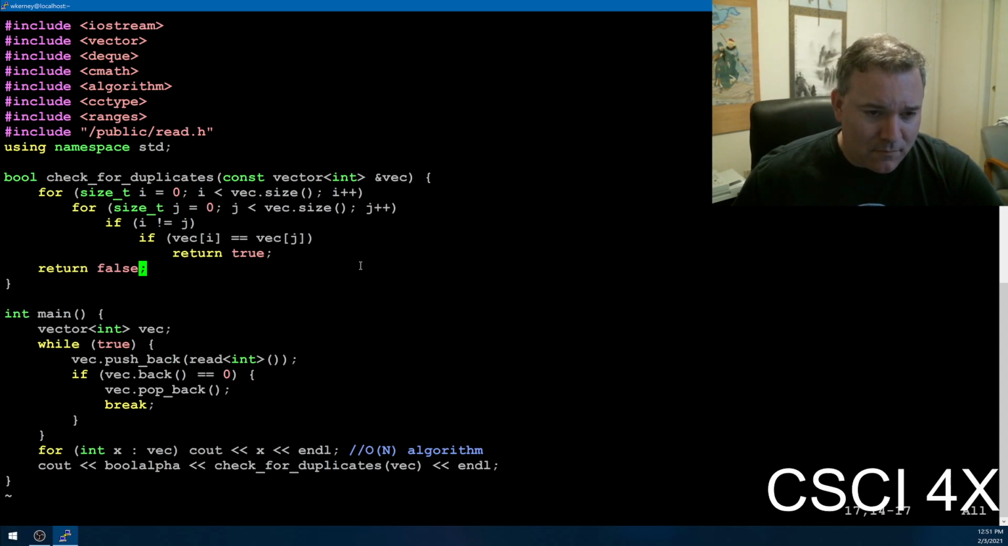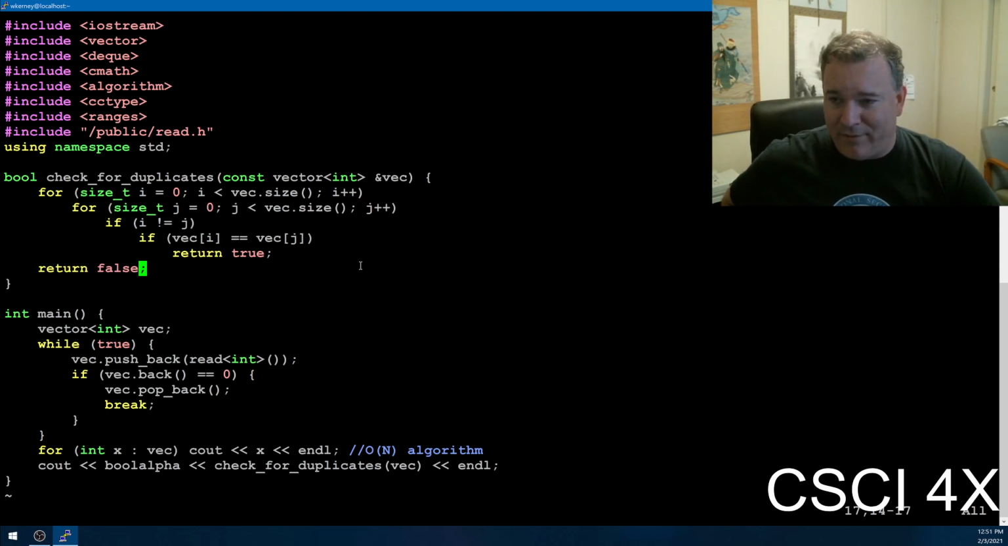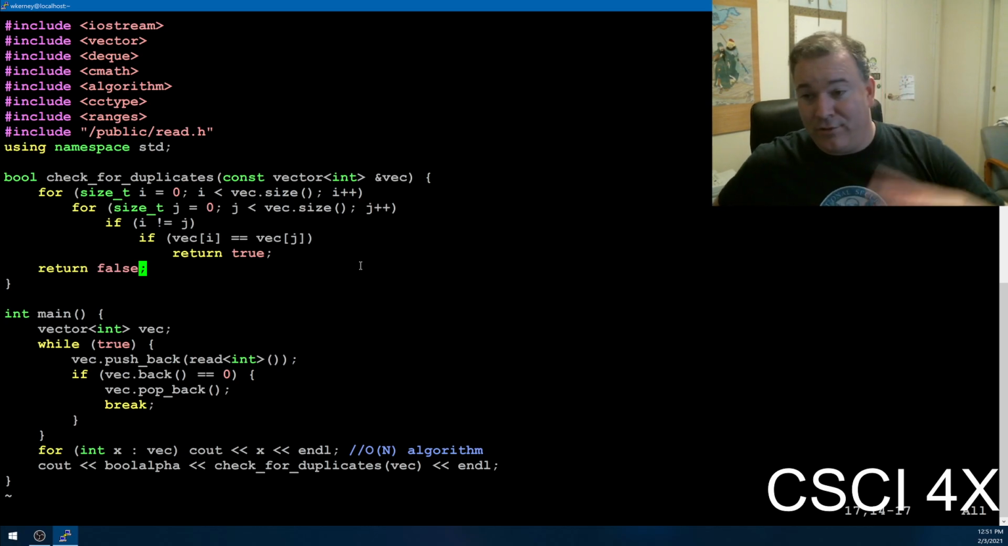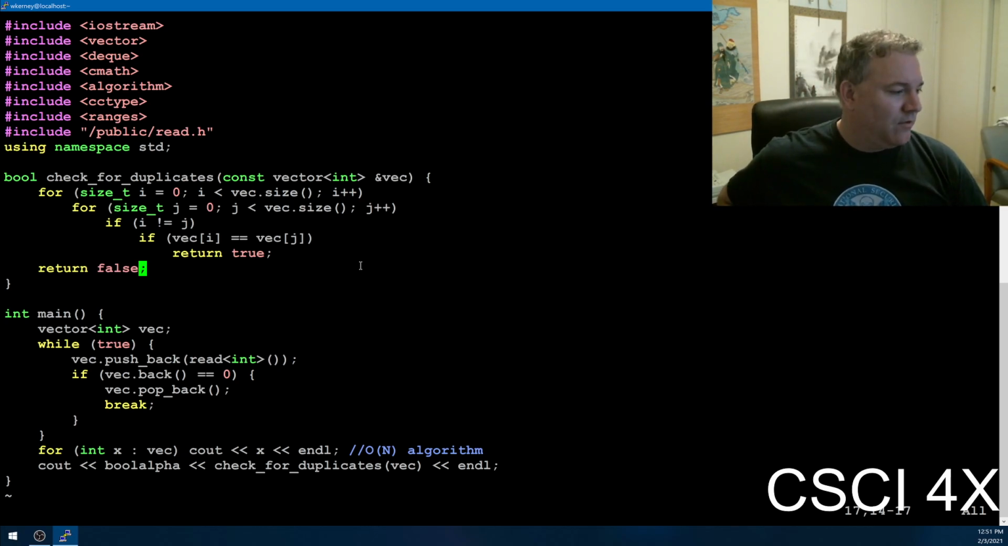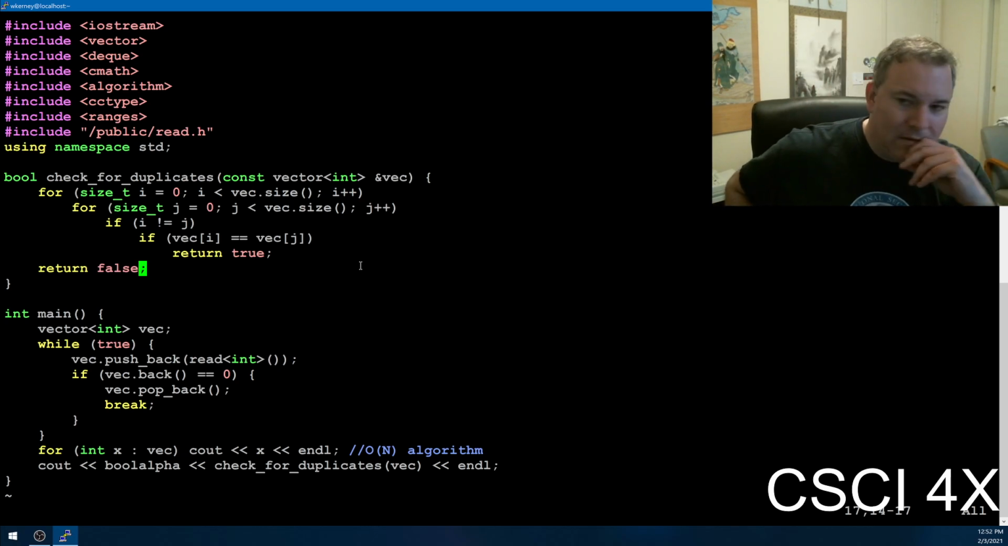So for int i equals 0, i is less than vector dot size. For size_t j equals 0, j is less than vector dot size. If i is not equal to j, so we're basically saying for every element in the vector, for every other element in the vector, if they're the same, return true. We have found a duplicate. Otherwise, return false.